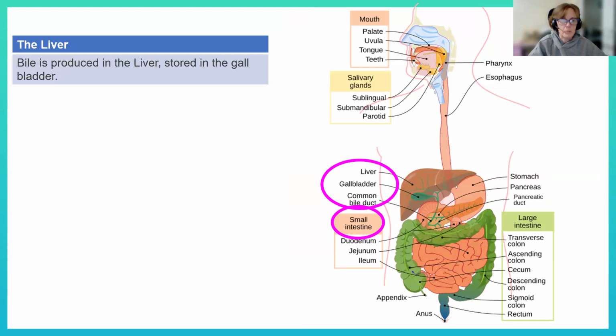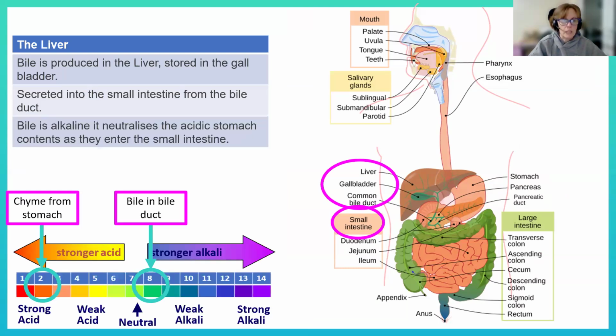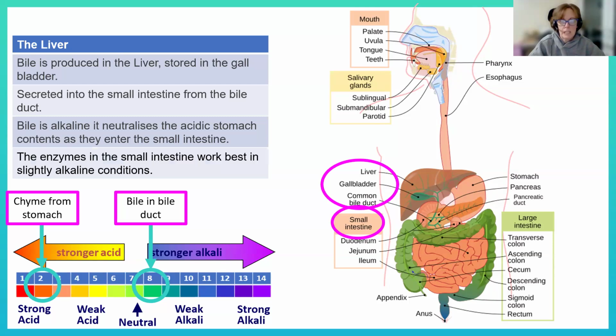I know we talked about it last week, but since we're on the liver, let's go over it again. Bile is produced in the liver, stored in the gallbladder, which is adjacent, and then it will be secreted from the bile duct into the small intestine. And we did mention last week that one of the things that the bile does is neutralize the acidic stomach contents as they enter that small intestine. So it's not just the emulsification, but it's the neutralization of this really strong acid is another function.